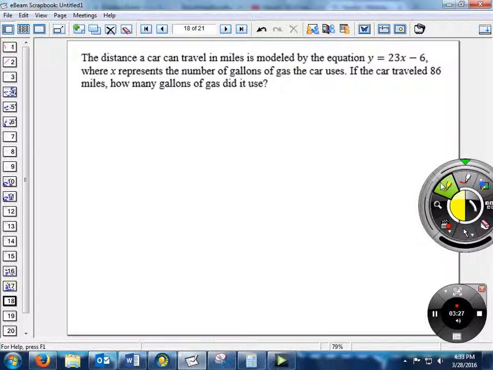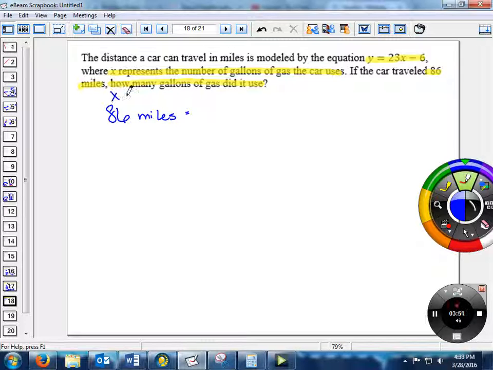Now in this last equation, it's a little bit different. The distance a car can travel in miles is modeled by the equation y equals 23x, where x represents the number of gallons the car can use. If the car traveled for 86 miles, how many gallons did it use? So in this case, 86 miles, is that our x or is that our y? Well, they tell us that x is the number of gallons. So that means miles must be our y. So instead of plugging it in for x, we're going to substitute it back in for y.